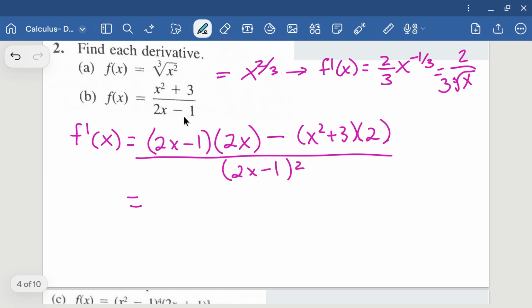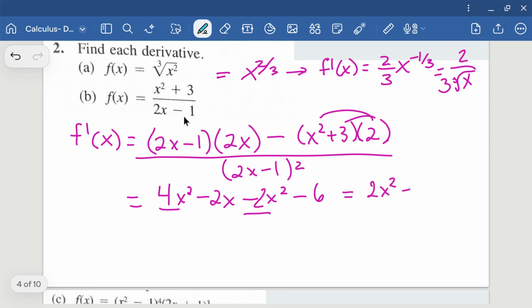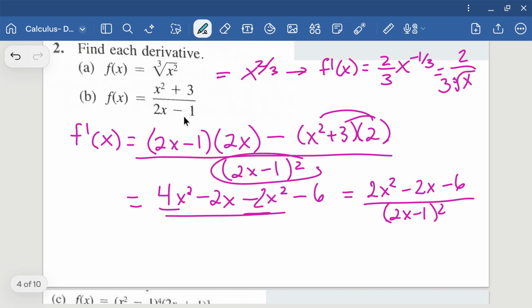So if we simplify the numerator, we'd have 4x squared minus 2x minus x squared. Oh, actually, let's distribute that 2 one time. So minus 2x squared minus 6. And then we can just collect some like terms right here. So that would end up being 2x squared minus 2x minus 6 all over 2x minus 1 squared, since that was still there in the denominator. So that's our f prime using that quotient rule.